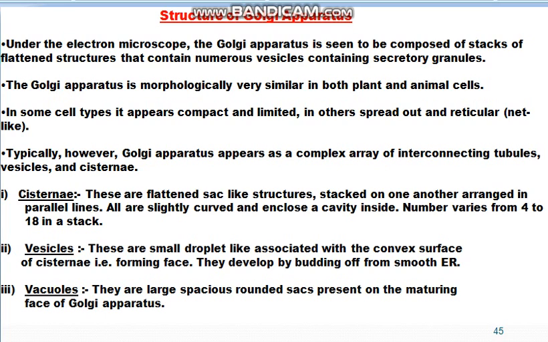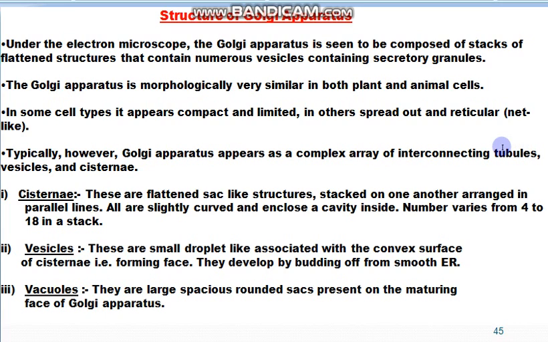Typically, the Golgi apparatus appears as a complex of interconnecting tubules, vesicles and cisternae. Just like the endoplasmic reticulum, the Golgi complex is also found in three different forms. They can be cisternae, vesicles, or vacuoles.